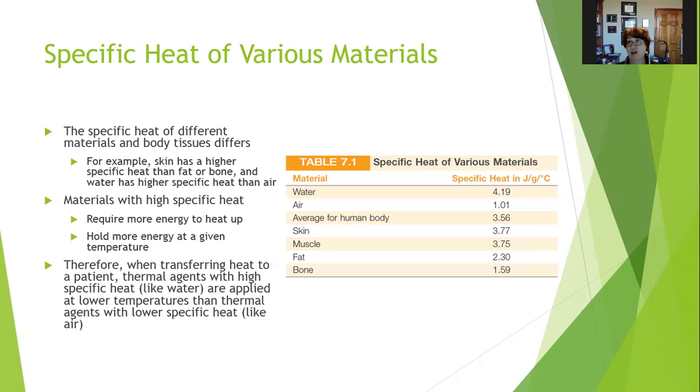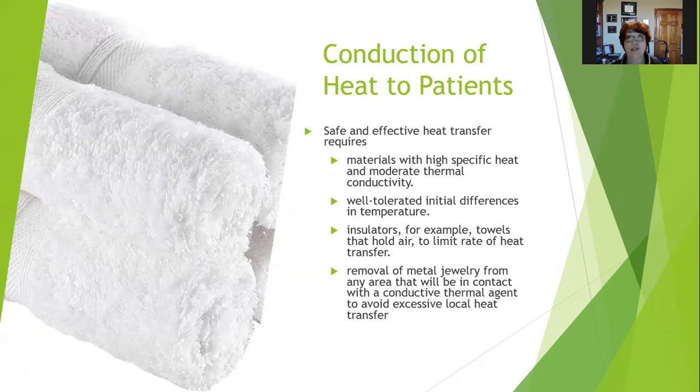The whole idea is, how are we transferring heat from one thing to another? And usually one of those things is a human body. In physical therapy, it always is. So for safe and effective heat transfer, we don't want to transfer it too fast, we don't want to transfer it at too high a temperature, and we want to have insulating materials. Materials with high specific heat and moderate thermal conductivity are best for transferring heat to a human. There needs to be well-tolerated initial differences in temperature, meaning if you have a super hot pack and you're cold, it's going to transfer the heat too fast. We don't want to do that.